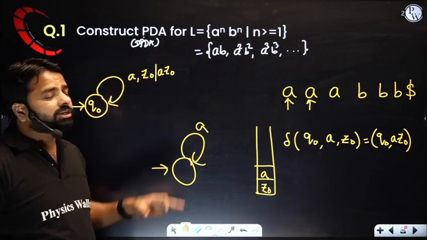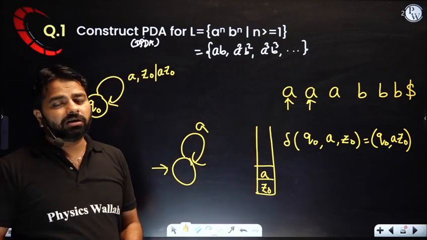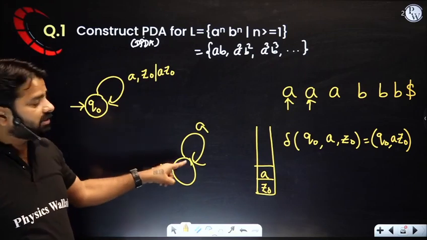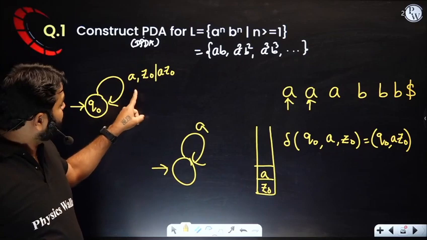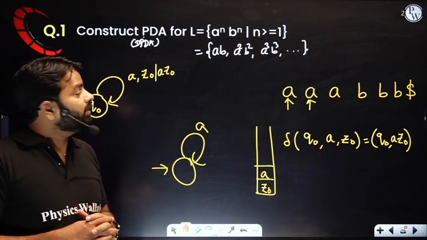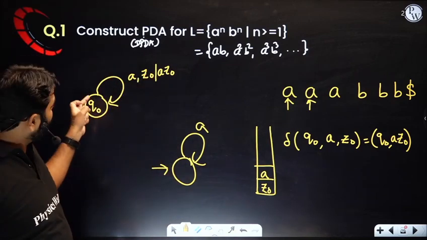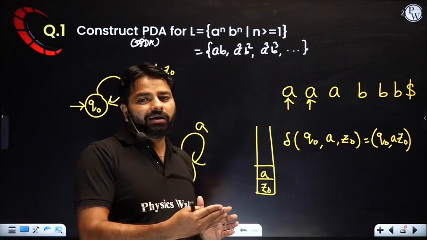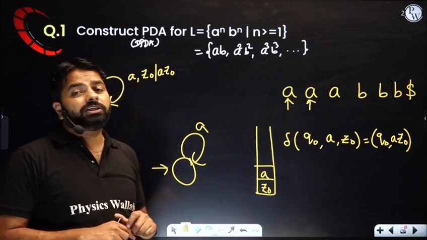But this A comma Z naught is going to happen only when the input is A and the top of the stack is Z naught. Otherwise, no. Okay? So look at the difference. This is not any number of A's. It depends on the input and the top of the stack combination. If A comma Z naught happens, then only this will take. Even though I am putting the self loop, that doesn't mean that it's going to read again and again for A's. But it's going to read again and again whenever A comma Z naught happens.